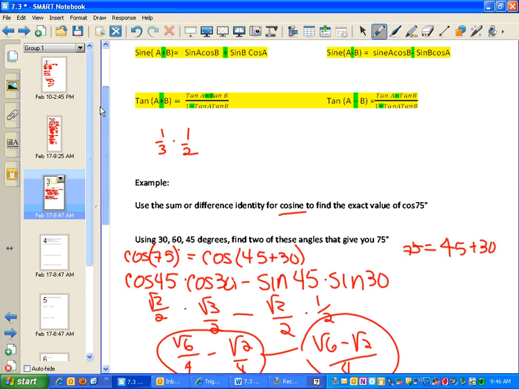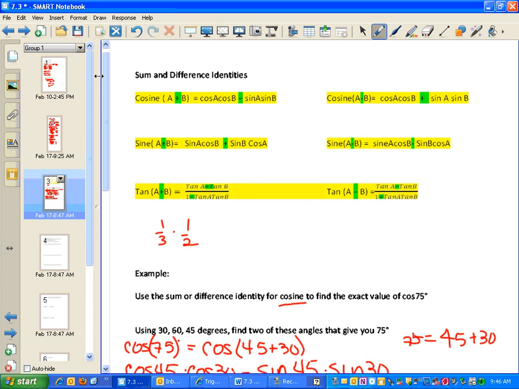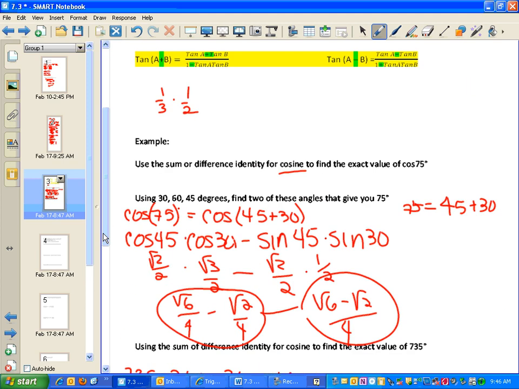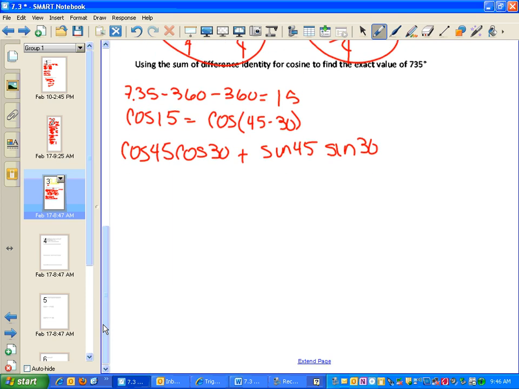Because our identity tells you to do that. If I'm subtracting, I add. Because I added, so I subtract. 75 was 45 plus 30. So cosine of 45, root 2 over 2. Cosine of 30, root 3 over 2, plus sine of 45, root 2 over 2. Sine of 30, 1/2.